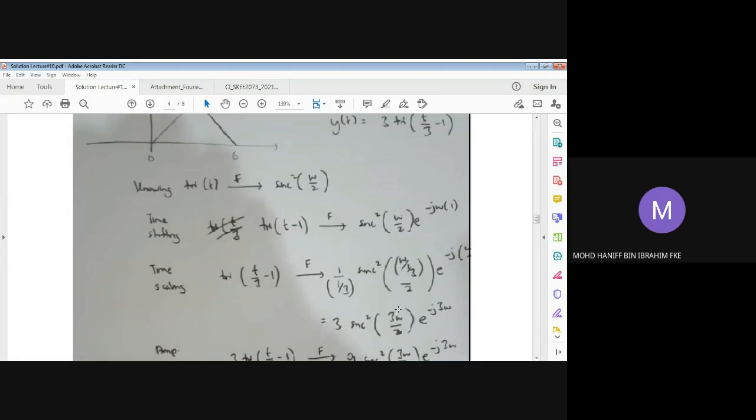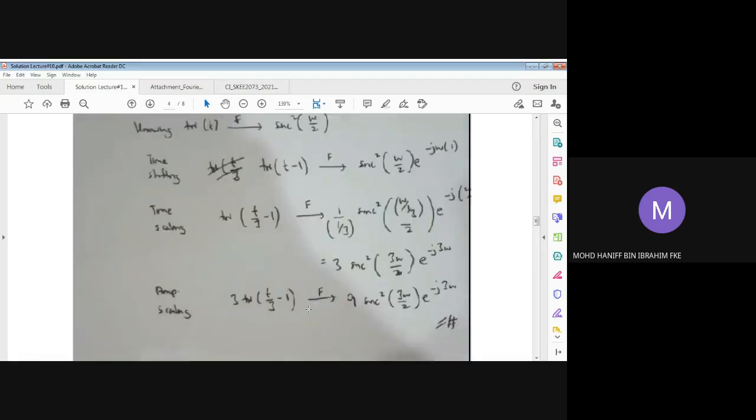I repeat again. When we have time scaling properties or time scaling operations, in this example 1 over 3, we are going to have 1 over a, and all the omega terms shall now be divided by the constant 1 over 3 as shown in this example. So that will be the answer after we completed the time scaling operations.